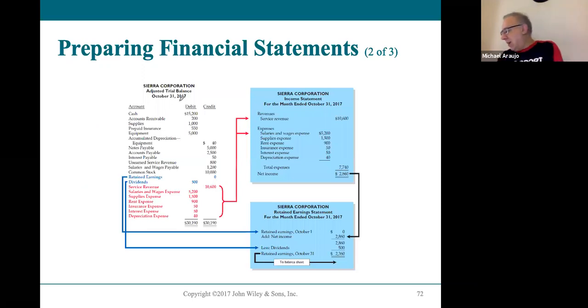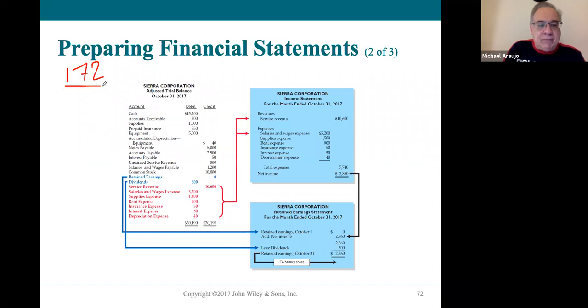So this is what it looks like. If you have your book handy, it's probably going to be a little bit bigger than the slide. This is page 172 in your book. This is the adjusted trial balance that we just looked at from the previous page for Sierra Corporation. The very first financial statement that we do, as you know, is the income statement. This is for the month of October. Right? It's the periodicity assumption, that's the time period.